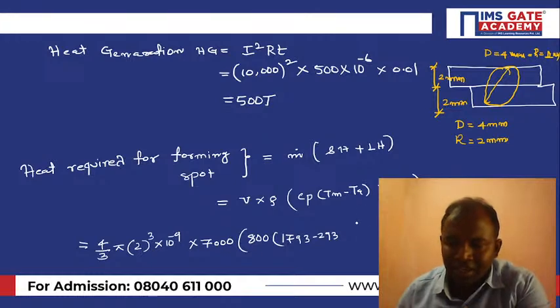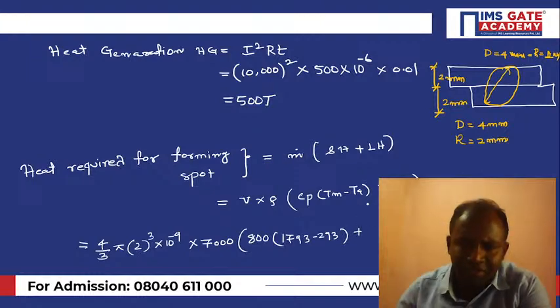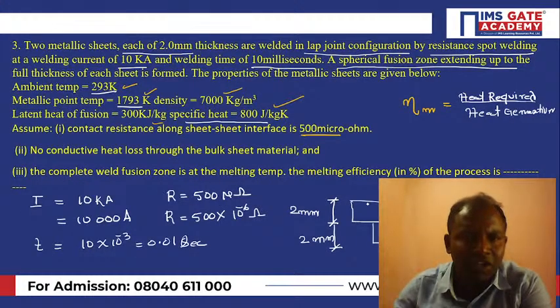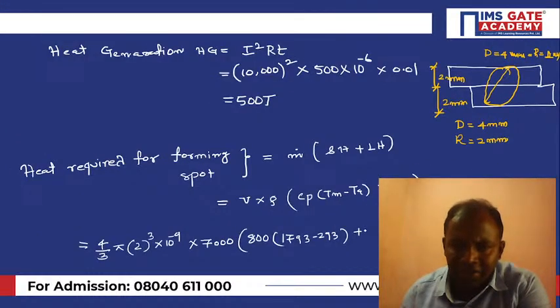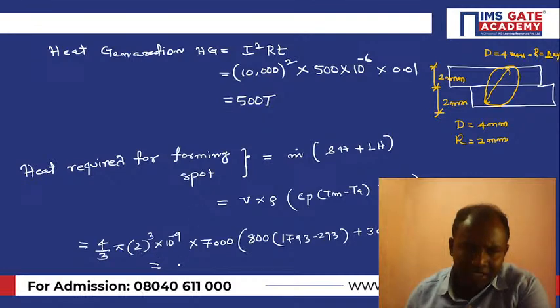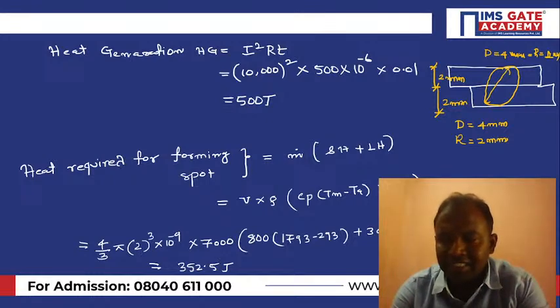Okay, and then plus latent heat of melting. So latent heat of melting is how much is given? 300 kilojoule per kg. Now here 300 into 10 cube. So that heat requirement, if you solve that, you are going to get 352.5 joules. Clear, guys?